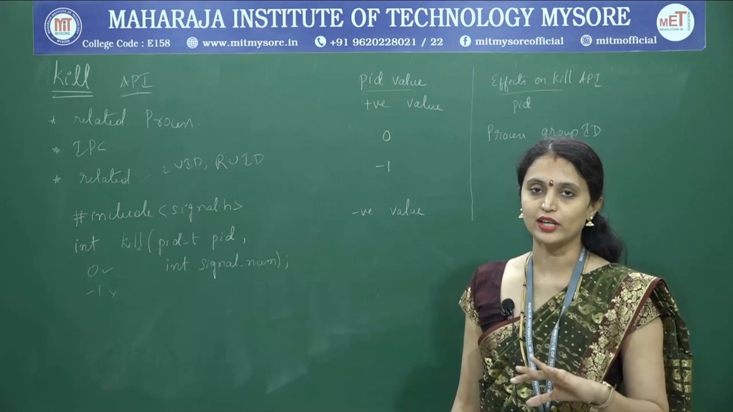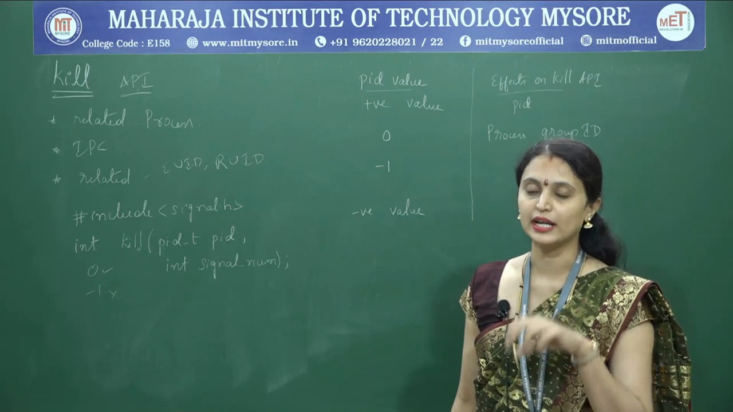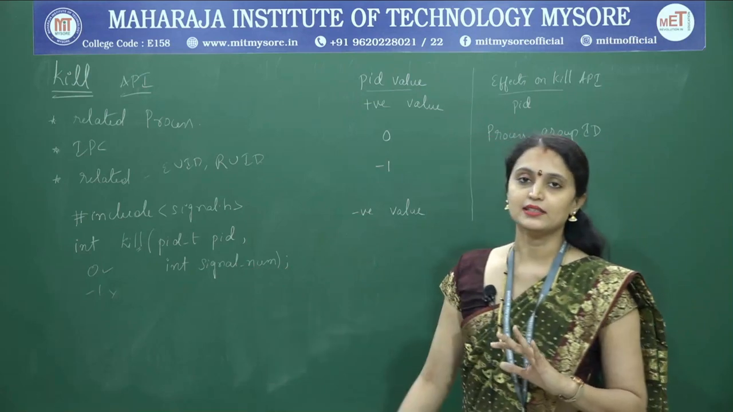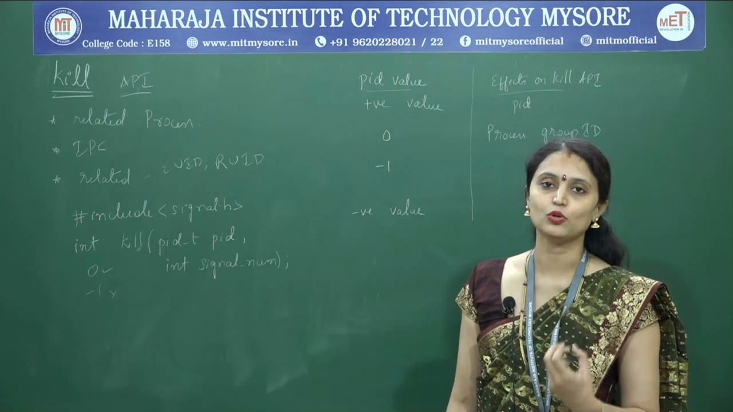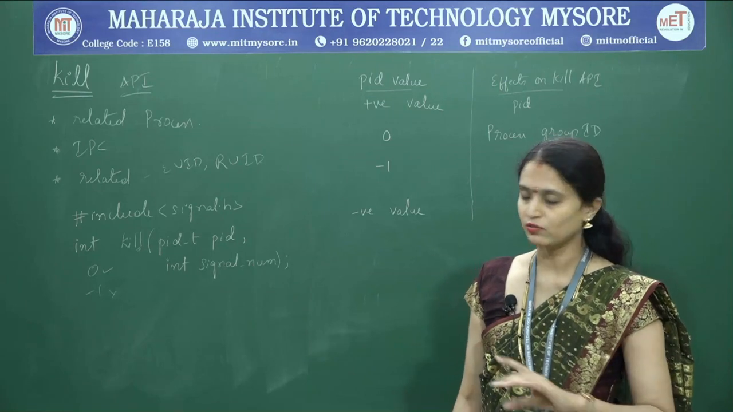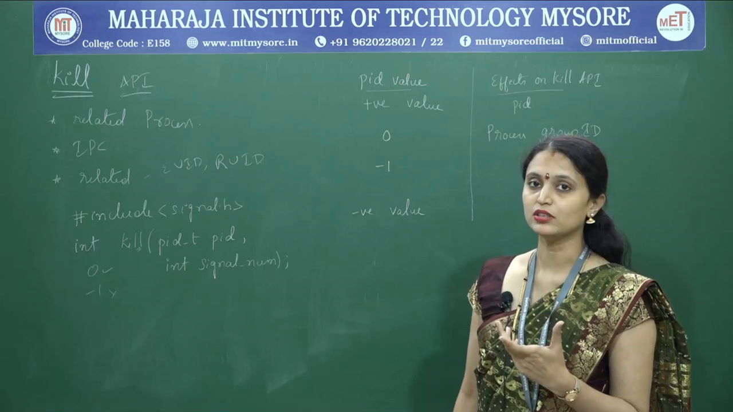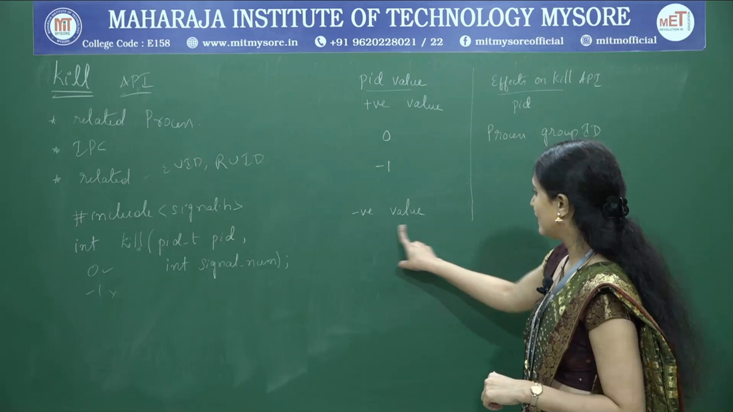Okay. Suppose the calling process has the super user ID. In that case, this signal num will be sent to all processes except the processes with ID 0 and 1. So it will be sent to all processes if the calling process has the super user ID. Okay. So next, negative value.